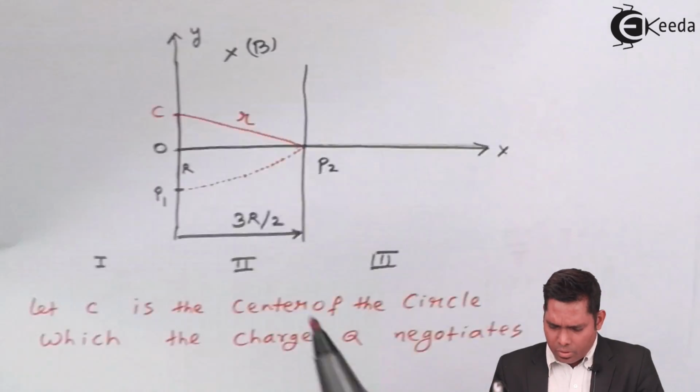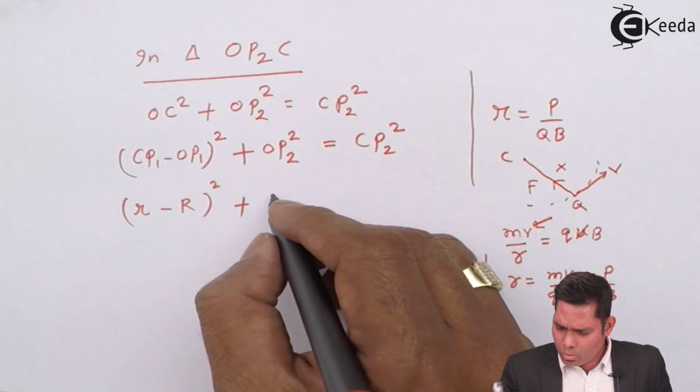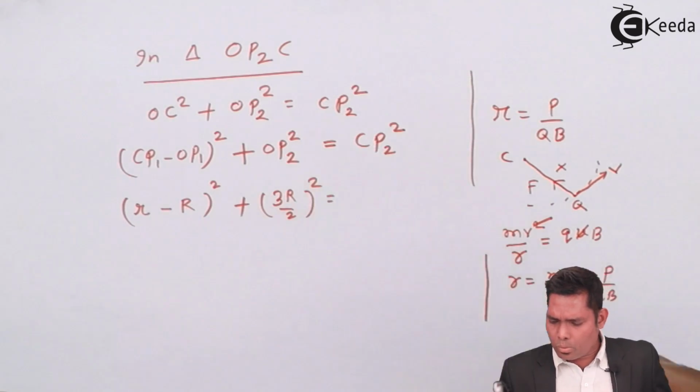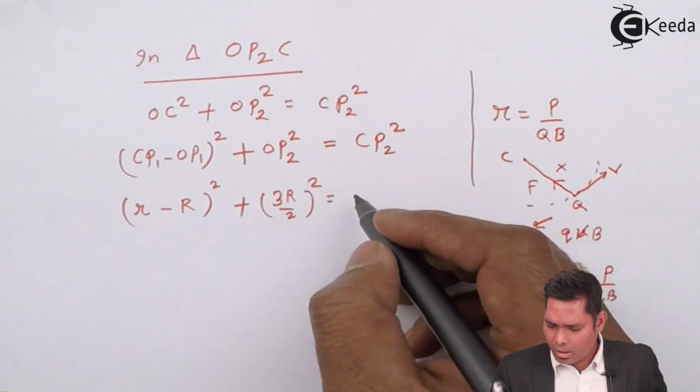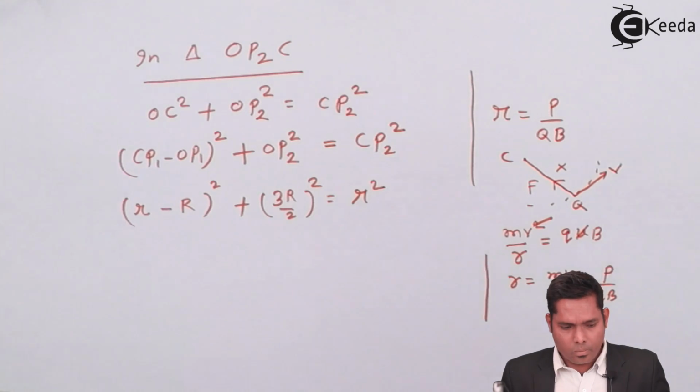OP2 is 3R by 2. So this is 3R divided by 2 the whole square equals CP2 square, that is r square. This is the value.